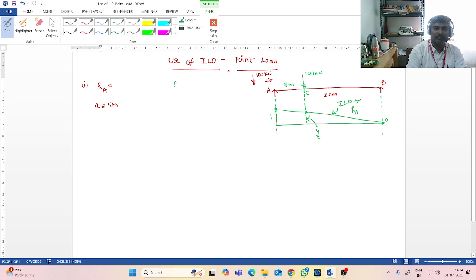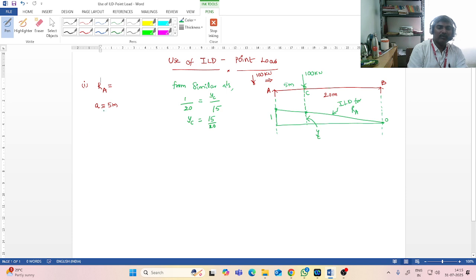So from similar triangles, height by base of the bigger triangle equals height by base of the smaller triangle. So this will give you YC as 15 by 20. This is the height of this ILD at this point.